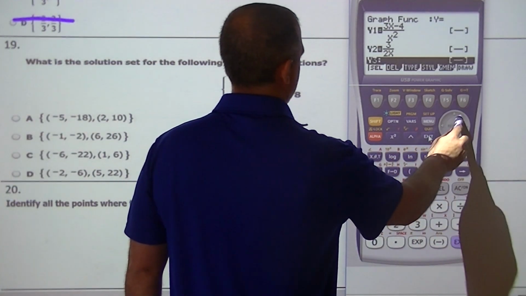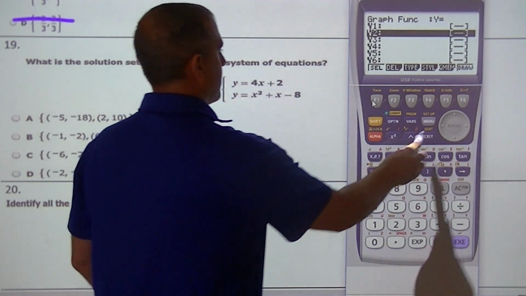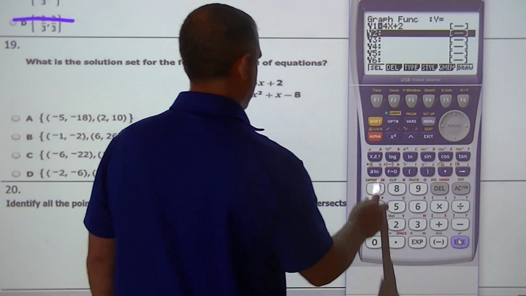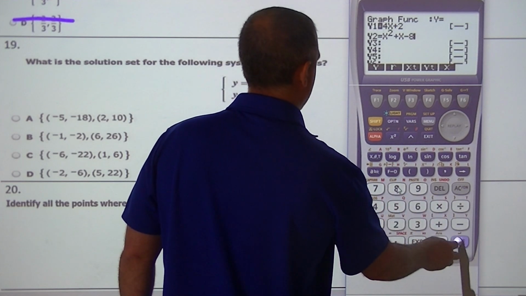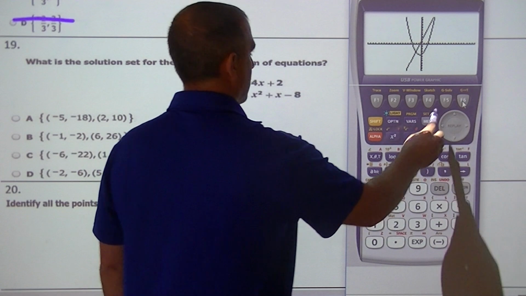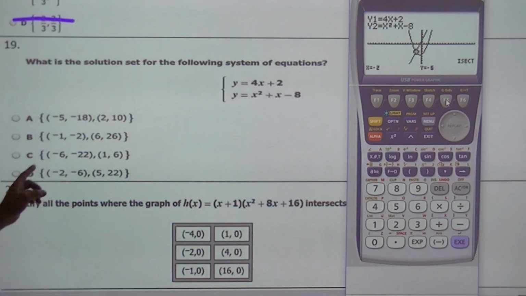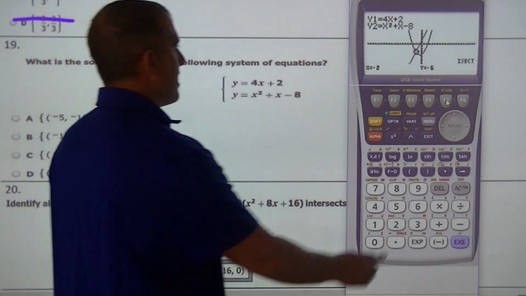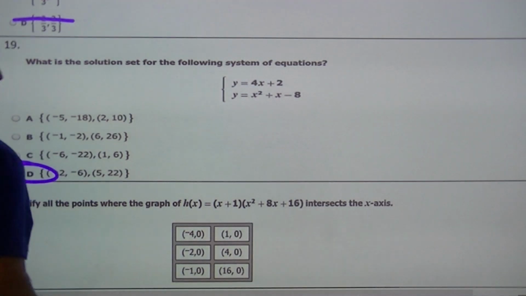So here, it's a system. Now what's nice is both of those are in y equals. One answer is -2, -6. So if you're being a good test taker, D has to be your answer. If you hit over, you get the other one, which is 5 and 22.